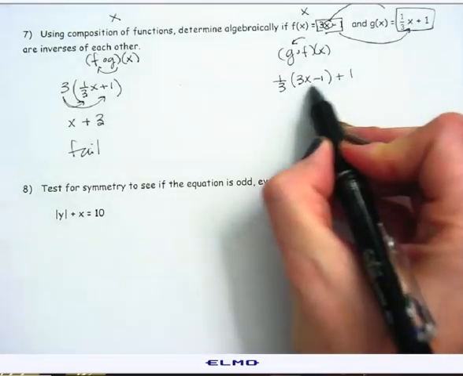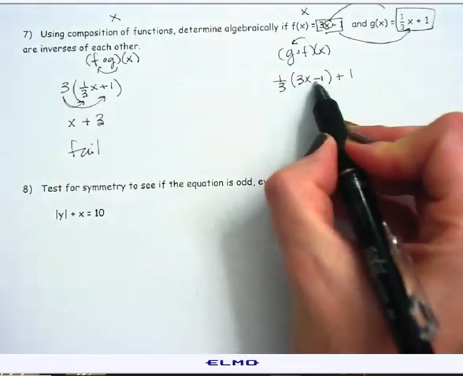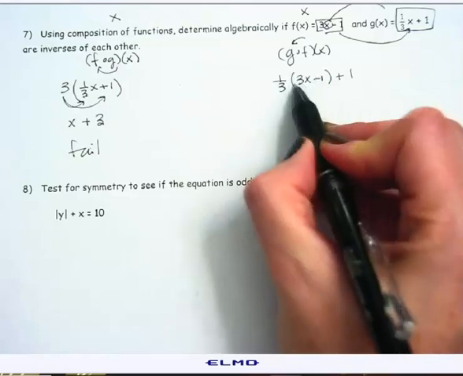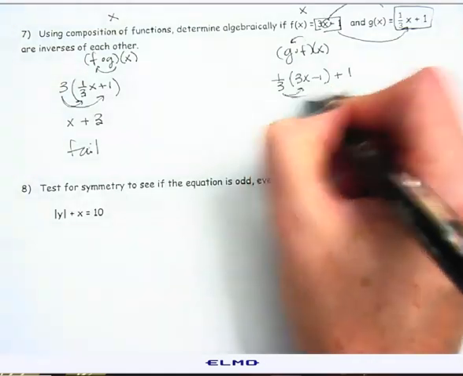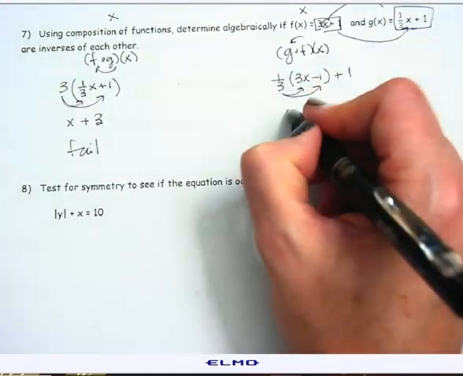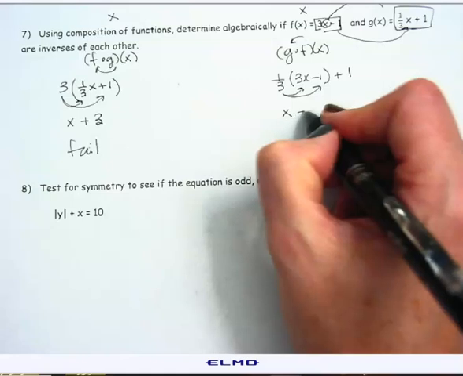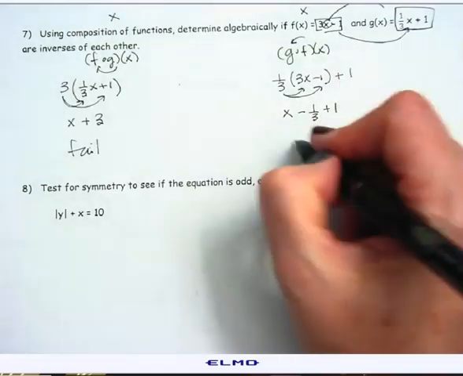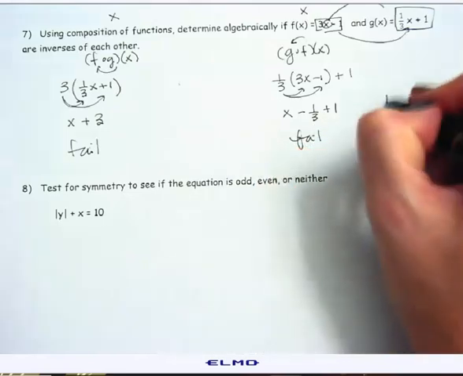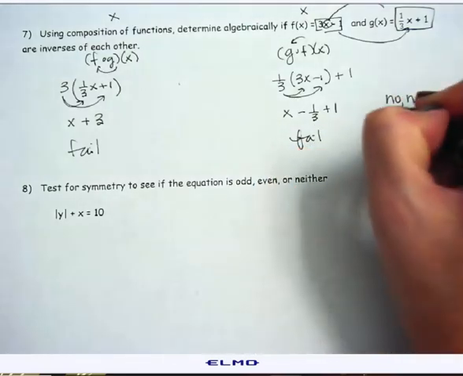Notice because I have 3x minus 1, which is two terms being grouped together with a subtract, I put it in parentheses. It's a group. Then distribute the third. A third of 3 is 1. A third times negative 1 is negative a third. And this is not going to simplify to just x, so that fails also. So this is no, not inverses.